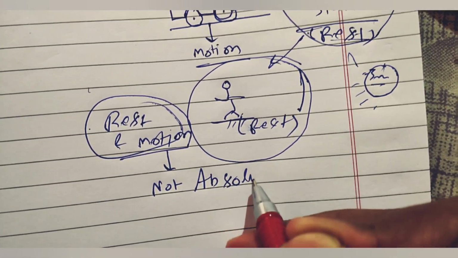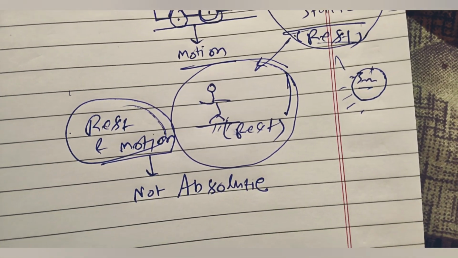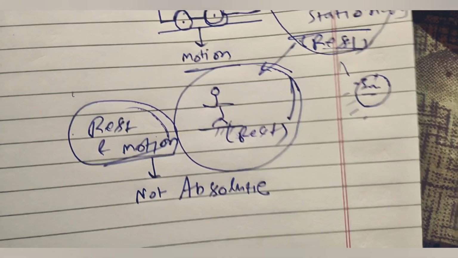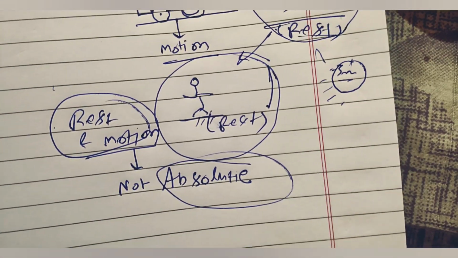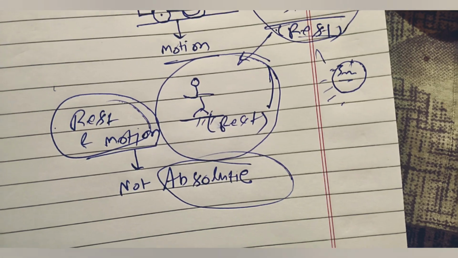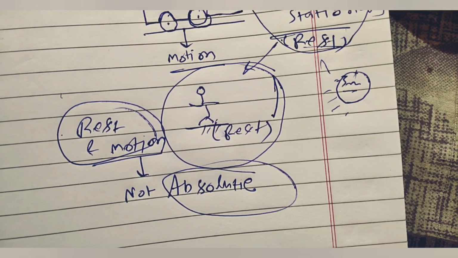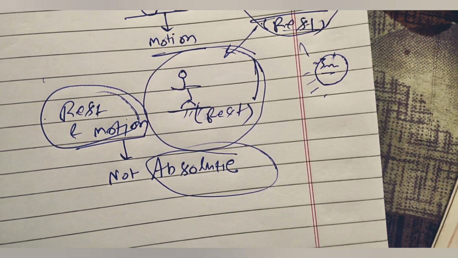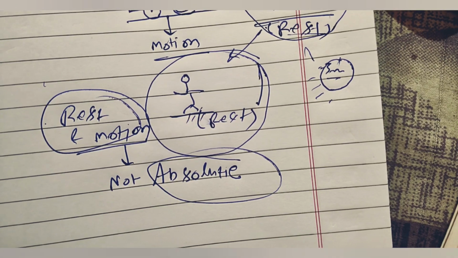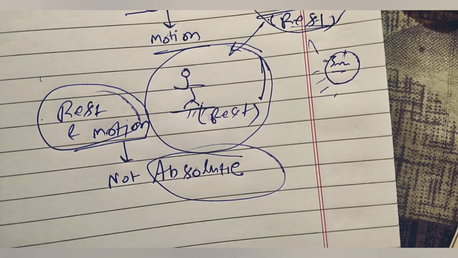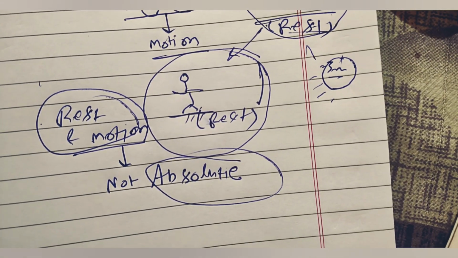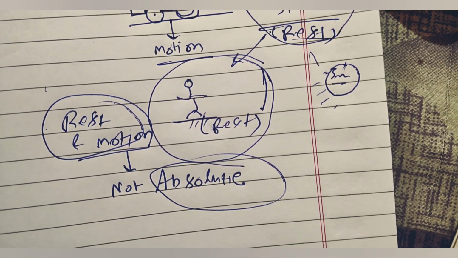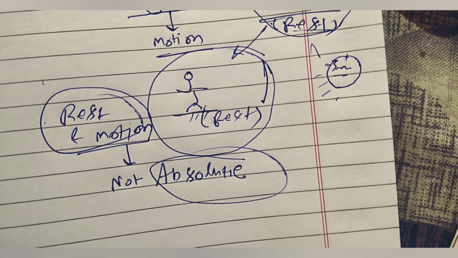Now one more thing we need to know: the concepts of rest and motion are not absolute. You may ask, what does absolute mean? Suppose I say the sun rises in the east and sets in the west. Is it absolute? With respect to Earth's reference frame, this is absolutely true.